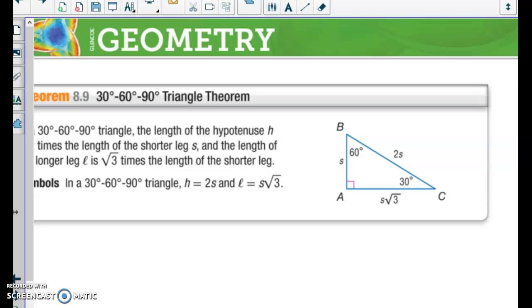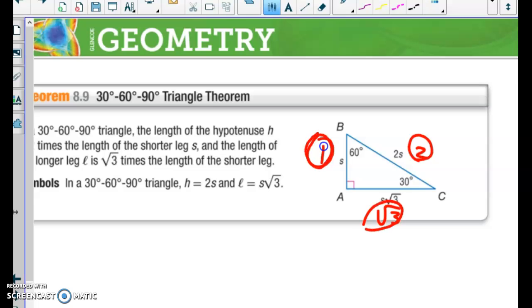So here's the second video on the second theorem, and this one's the 30, 60, 90 right triangle. And if you recall, the side ratios are 1, square root of 3, 2. So whatever the short leg is, you're going to multiply it by 2, that'll be the hypotenuse. Whatever the short leg is, you're going to multiply by the square root of 3, and that's the long leg.